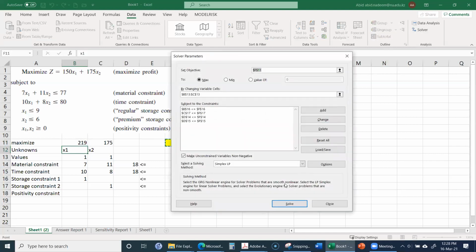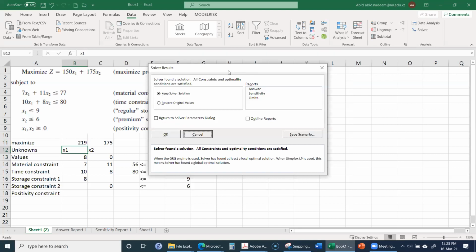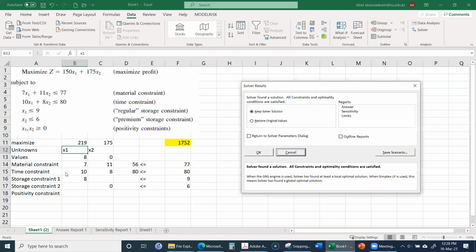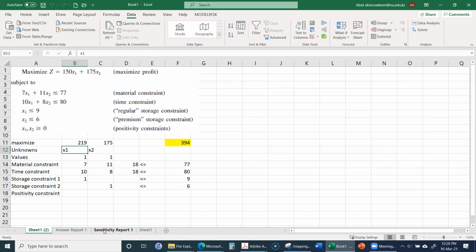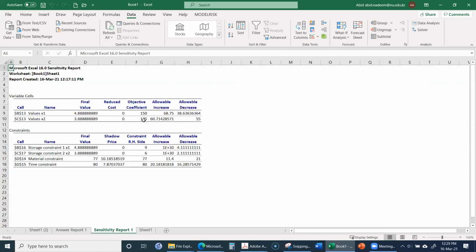so solver and then solve it. Yeah, but now the condition has suddenly changed. Okay, so now we are not getting the same answers. Okay, so this is the meaning of these values in the sensitivity report.